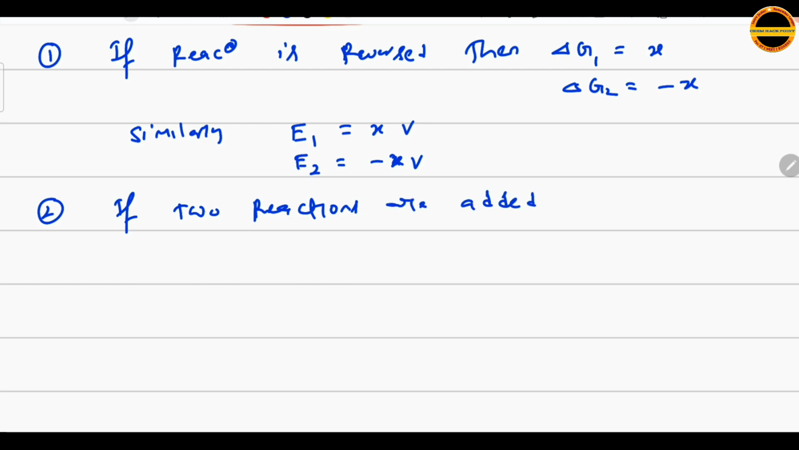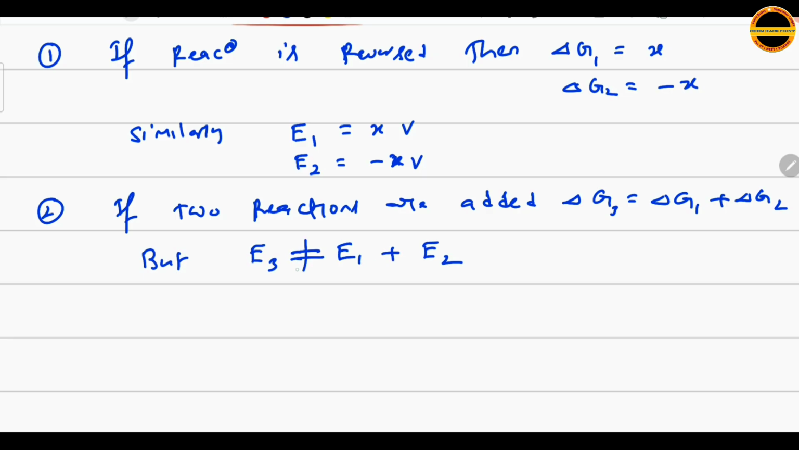If two reactions are added, then delta G3 you can write as delta G1 plus delta G2. But E3 is not equal to E1 plus E2, because only for redox reactions can we directly add. Other than redox reactions you cannot add. Remember, E3 is equal to E1 plus E2 for redox reactions only. Remember the condition.